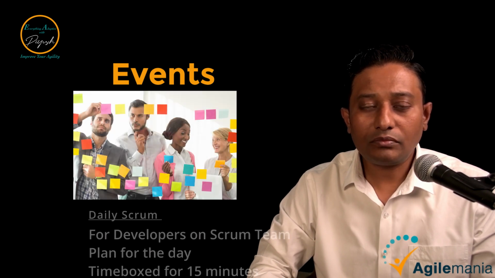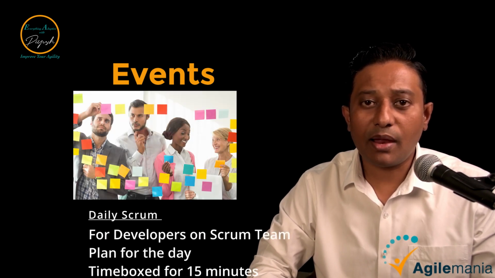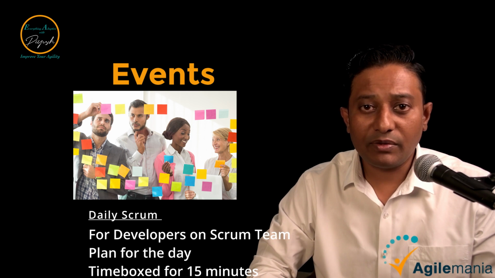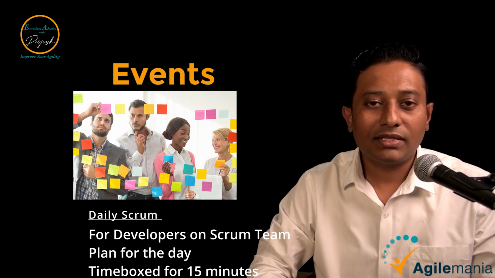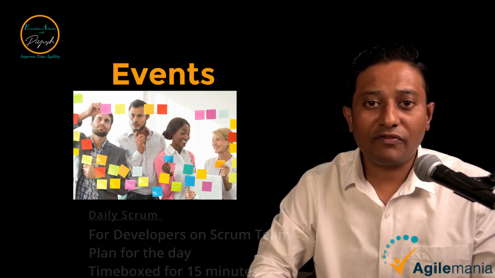The next event is Daily Scrum. This is an inspect and adapt opportunity for the developers on the Scrum team to figure out if they have an actionable plan that will take them closer to achieving their sprint goal. This event is time boxed for 15 minutes.